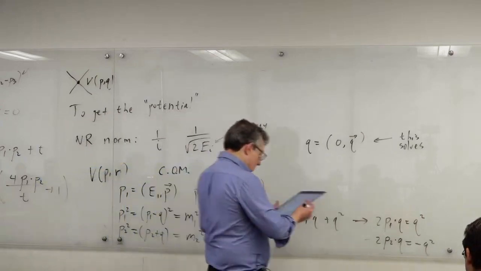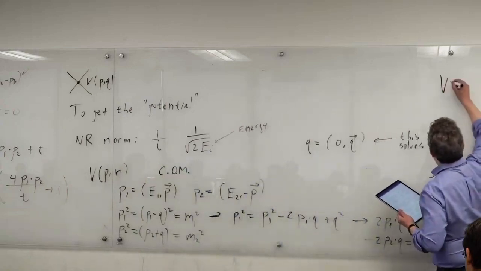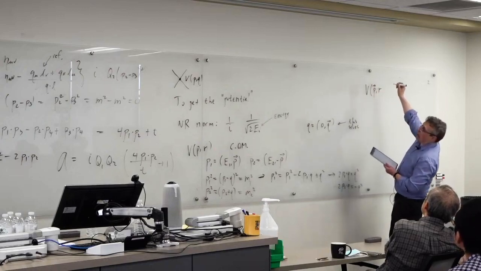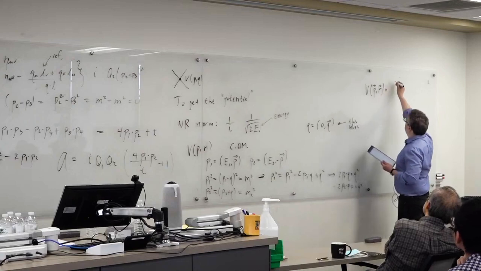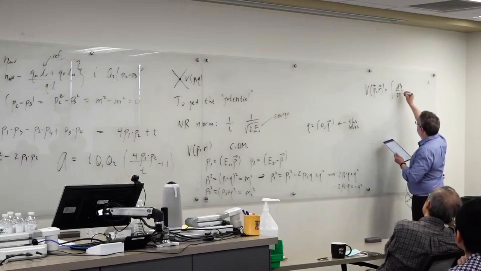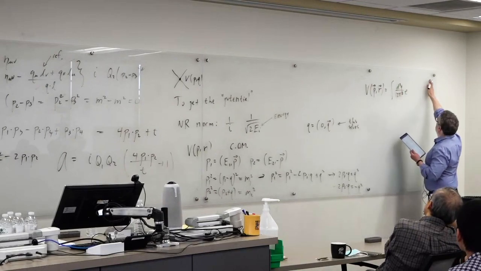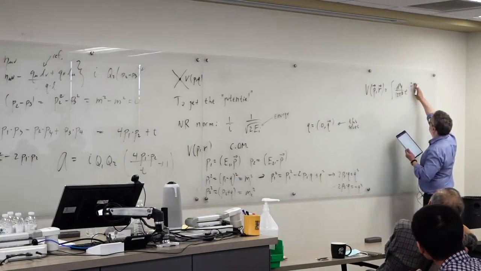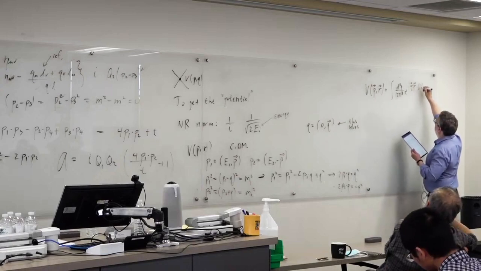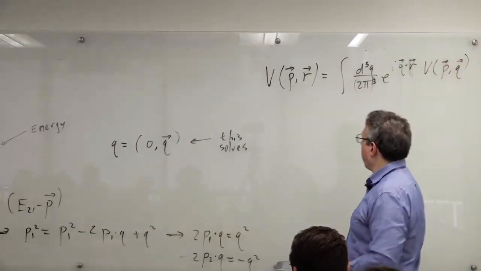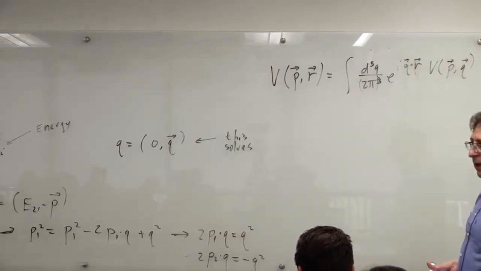In this setup, what I have is that V of P and R is equal to just the Fourier transform, the integral d cubed q over (2 pi) cubed, e to the i q dot r, and then V of P and Q. And I can put arrows on them. Yeah. And that's my answer for the potential.